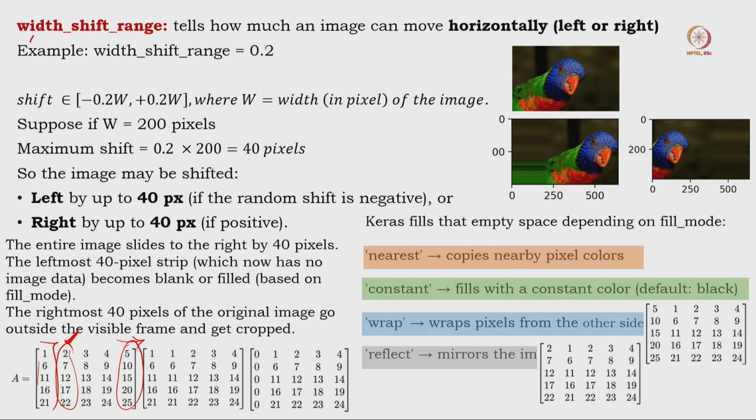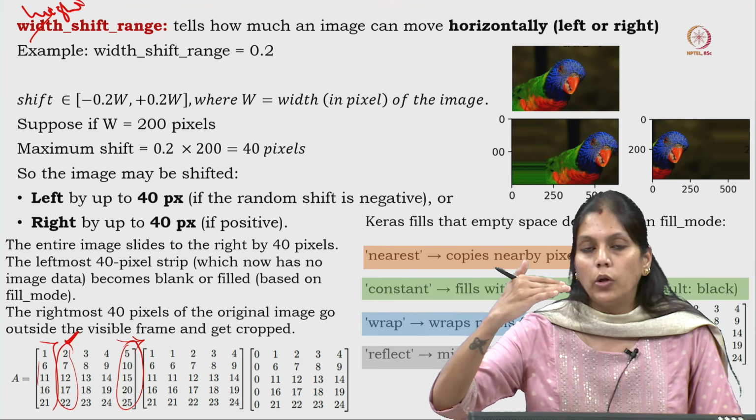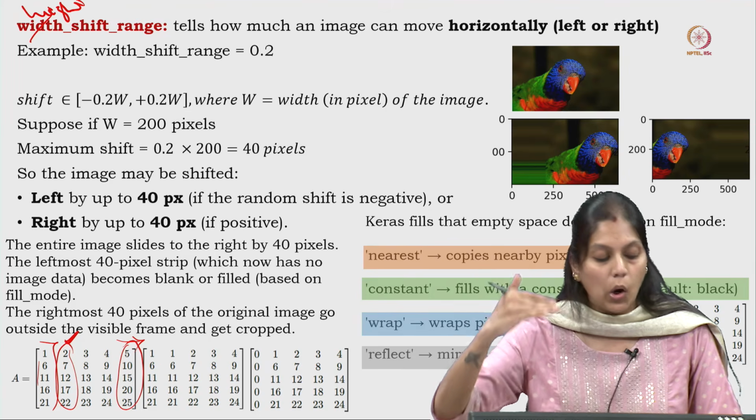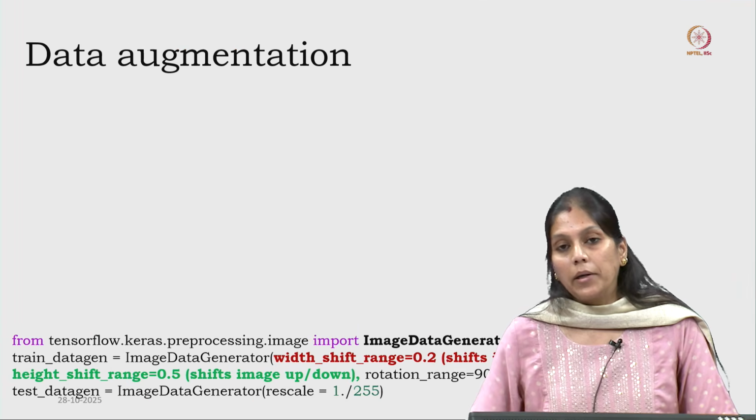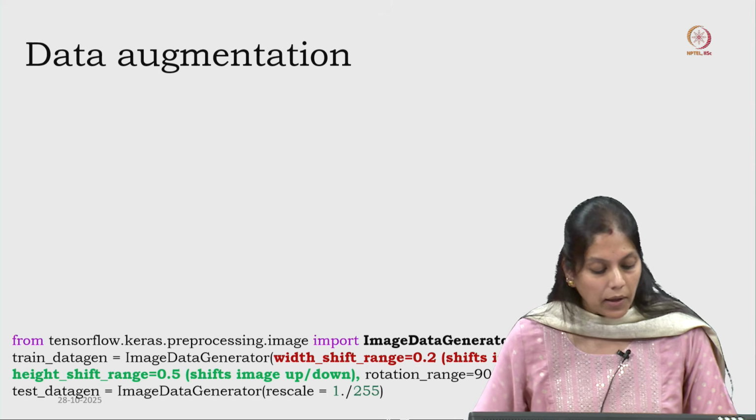So in this place we have height shift range. What is height shift range? You are moving the image vertically, either up or down. But the working mechanism, everything will remain the same.